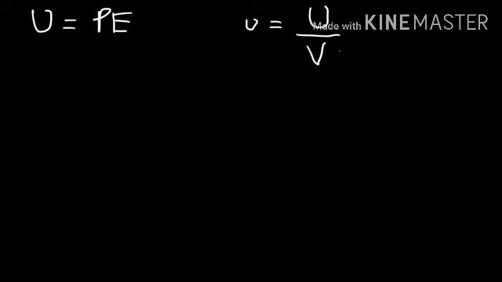Now sometimes you may need to calculate the energy density stored in the capacitor. So capital U represents the potential energy. I'm going to write PE. And lowercase u is the energy density. It's basically the potential energy divided by the volume. Not the voltage, but the volume.